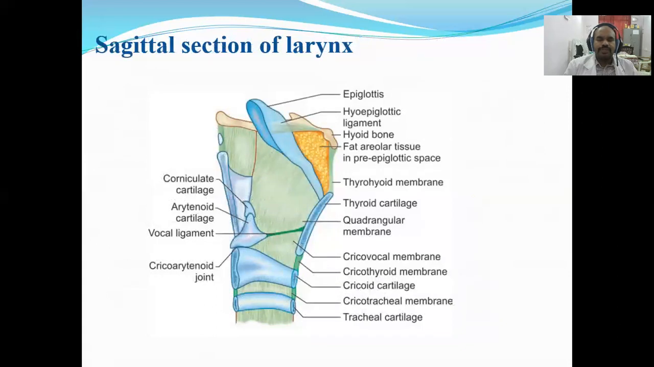This is one more view, which is showing the sagittal section of the larynx. The first and foremost thing which is very prominent over here is the pre-epiglottic space. The pre-epiglottic space, otherwise called the pre-epiglottic space of Boyer, is bounded above by the hyoepiglottic ligament, anteriorly by the thyroid membrane, posteriorly by the epiglottic cartilage. So it's a triangular fat-filled space.